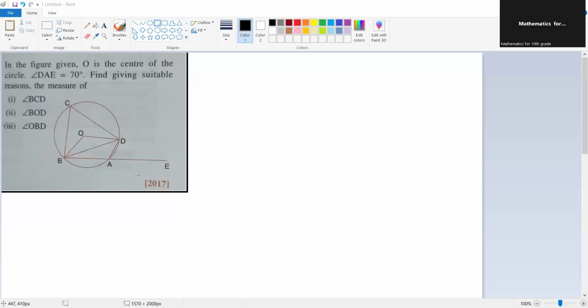This is a sum on circles. In this figure, O is the center of the circle. Angle DAE is 70. So I'll mark angle DAE. Now this angle is 70 degrees.